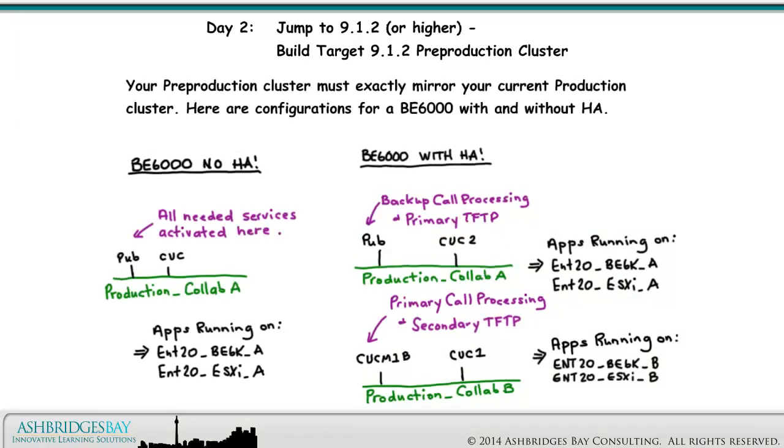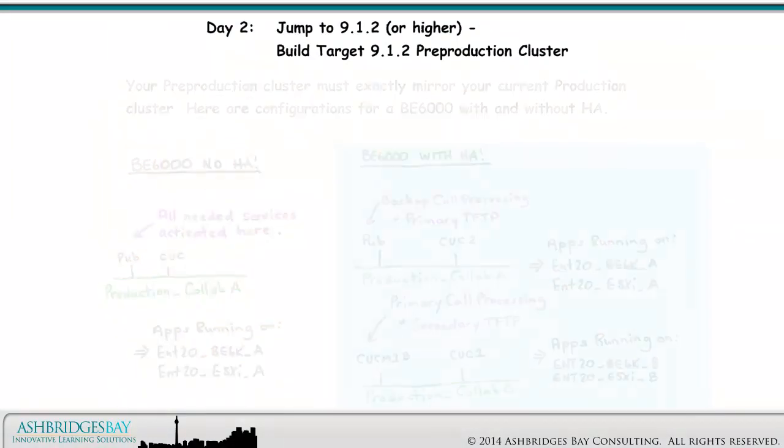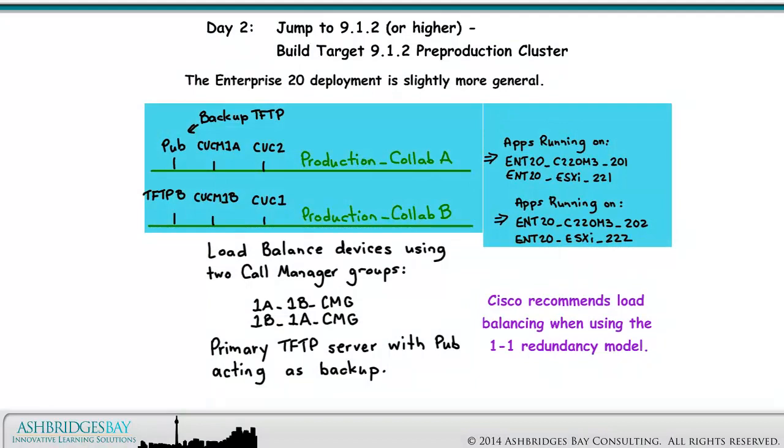Your pre-production cluster must exactly mirror your current production cluster. Here are configurations for a BE6000 with and without HA. The Enterprise 20 deployment is slightly more general.